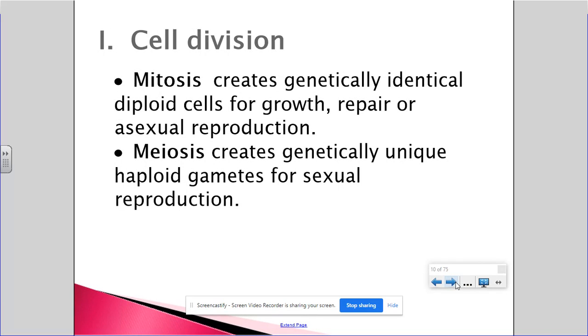There are two types of cell division that have entirely different purposes. Please note that these are not opposites of each other. A cell doesn't choose which one to do. Instead, your cells will go through mitosis in order to create genetically identical diploid cells for growth or repair or asexual reproduction for unicellular organisms.